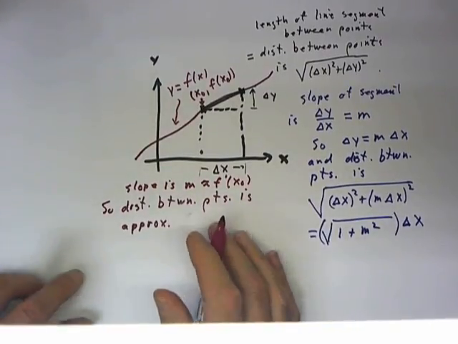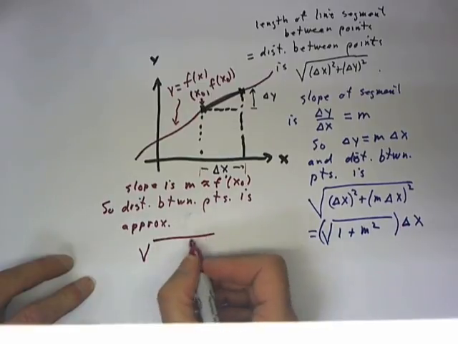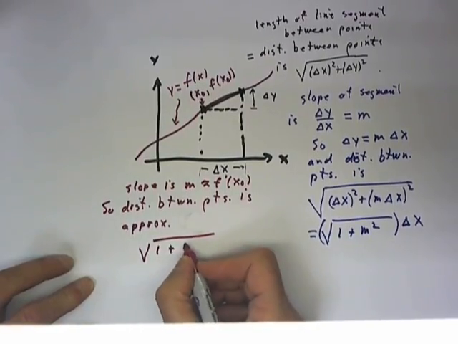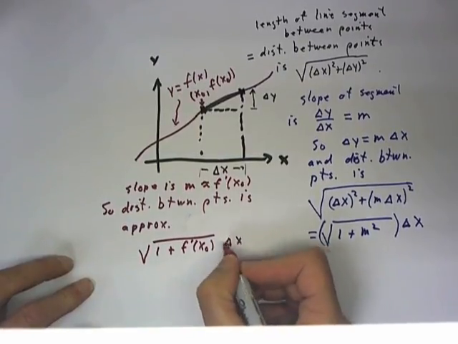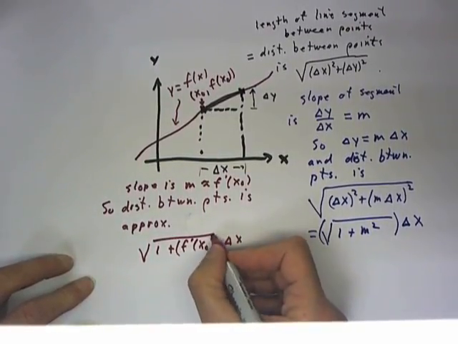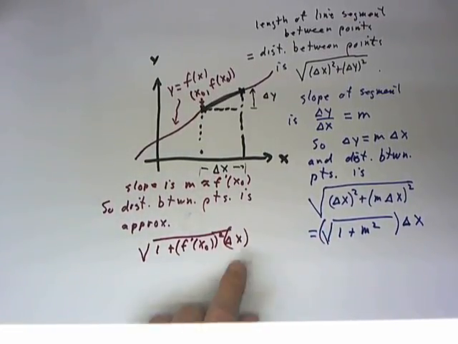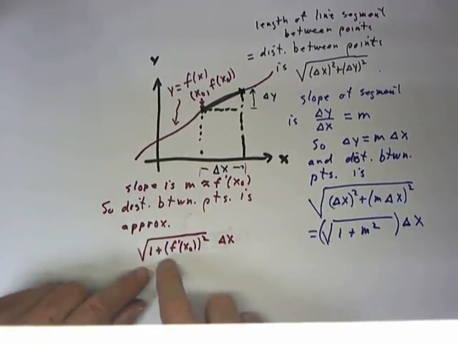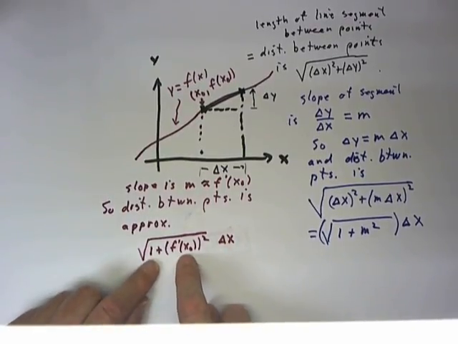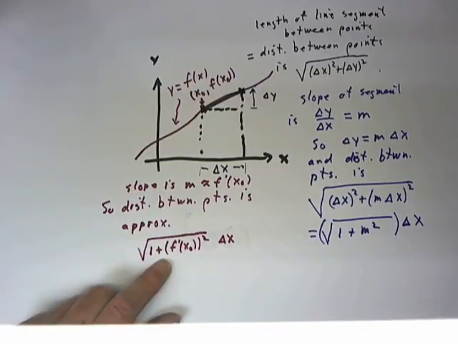So the distance between the points is approximately the square root of 1 plus f prime of x naught quantity squared, multiplied by delta x. I've made a correction here. Simply, the expression I had before was correct, but not written very well, not very clear. So this is a clear picture of the expression.